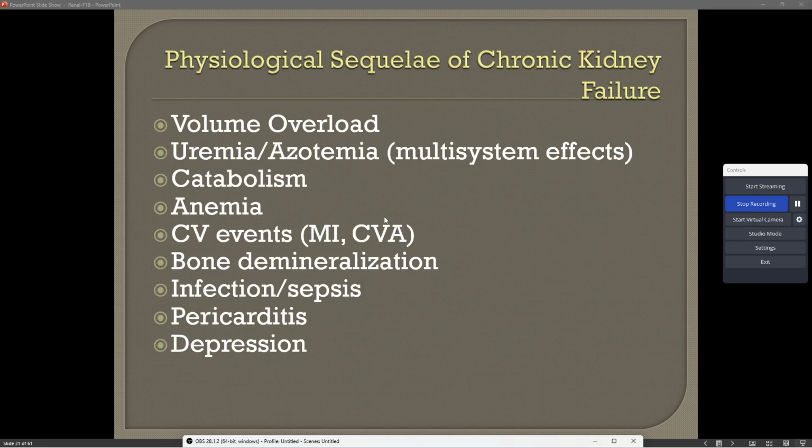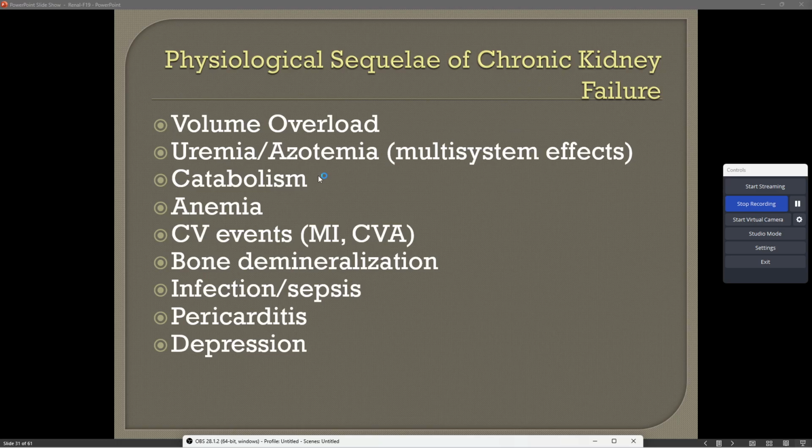AKI nursing diagnosis, not concerned. Moving forward. Causes of chronic. So now we're going to go ahead and shift gears pretty hard. We just went from the AKI realm into the chronic kidney failure realm. Okay, this is a big shift.